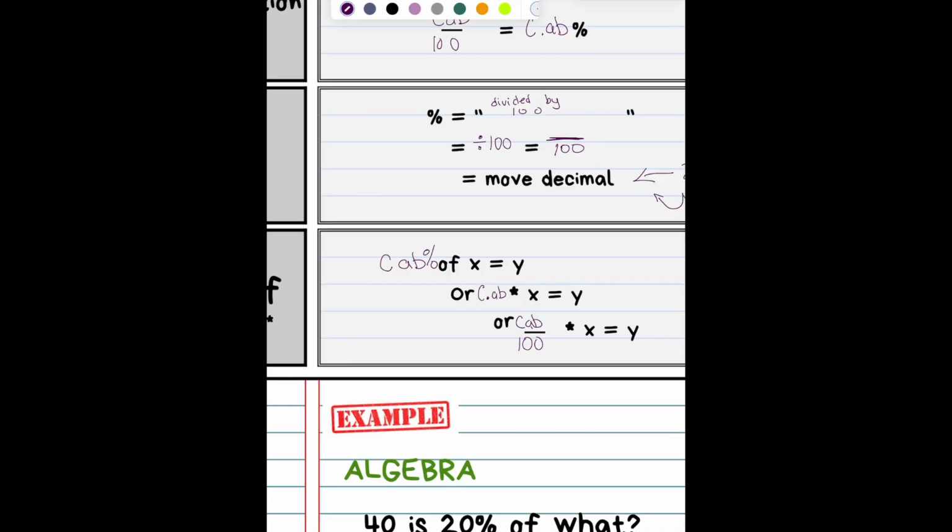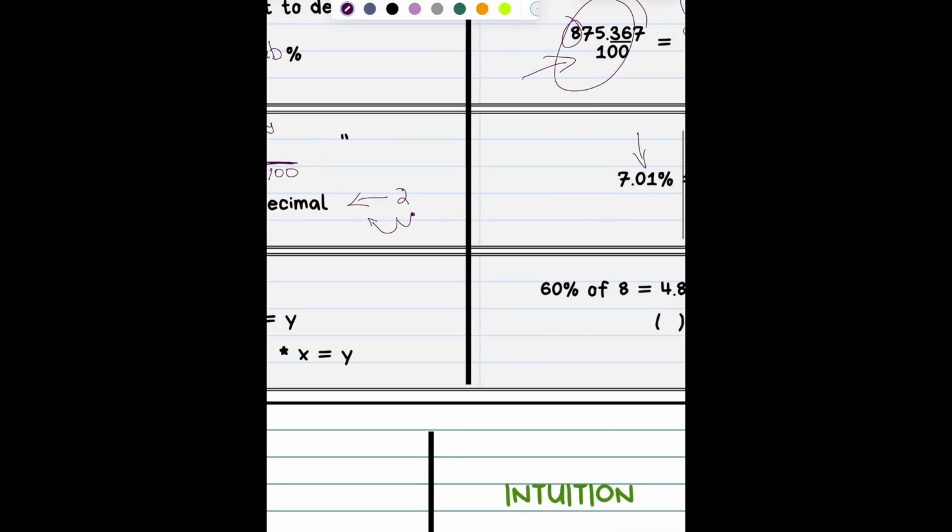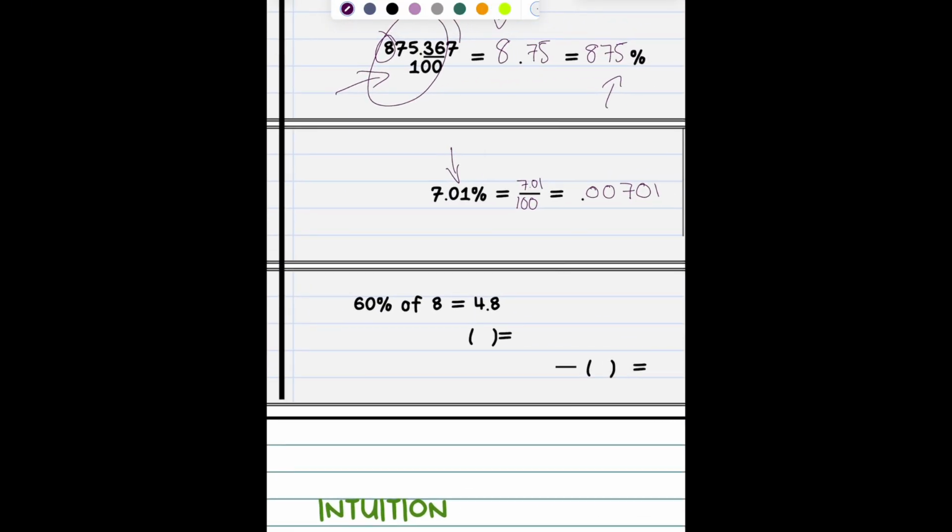We have some kind of percent. We'll move it over to be a decimal with the hundredths, or we'll move it with a fraction with the hundredths. All right? So let's look at this more concretely. 60% of 8 is 4.8. So another way of writing 60% is 60 in the hundredths place. 60% of 8 is 4.8.